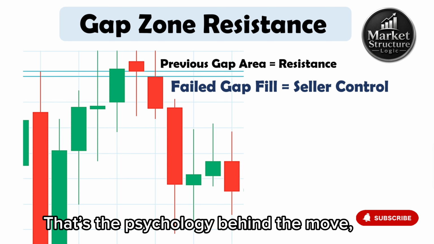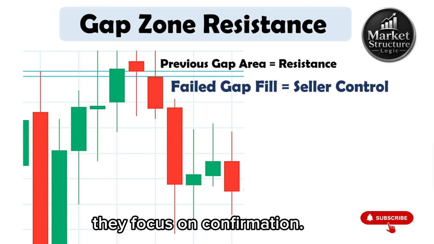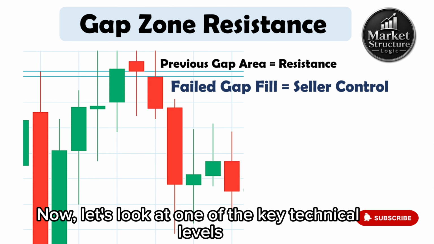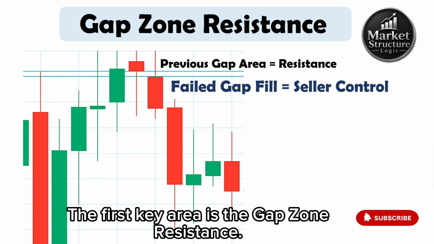That's the psychology behind the move, but professional traders don't rely on emotion alone. They focus on confirmation. Now let's look at one of the key technical levels that makes this setup so powerful. The first key area is the gap zone resistance.